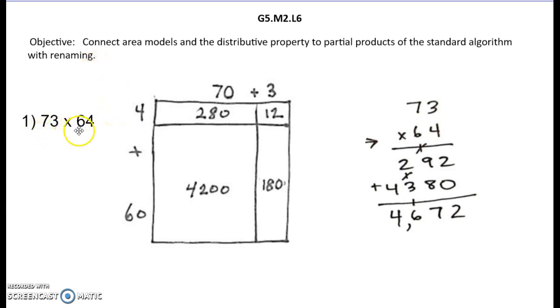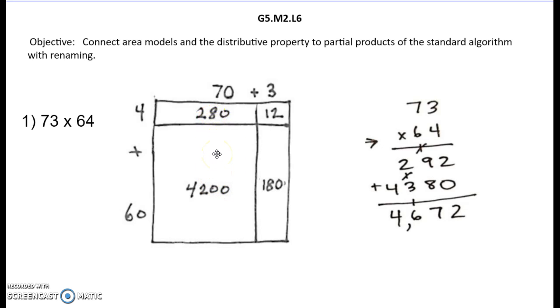So our first problem, we have 73 times 64. We're first going to set it up in an area model. And we're going to break apart both numbers this time instead of just one. So we're going to have 70 plus 3, I should say, 60 plus 4. And we're going to treat each of them as a partial product in this case, thanks to the distributive property.